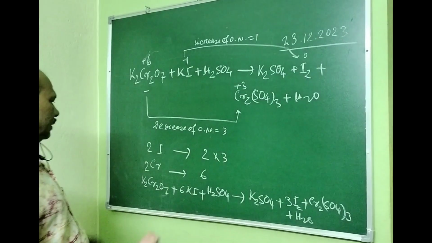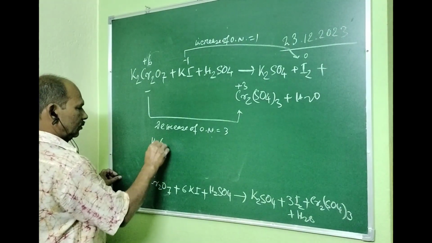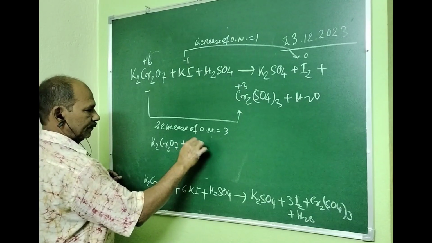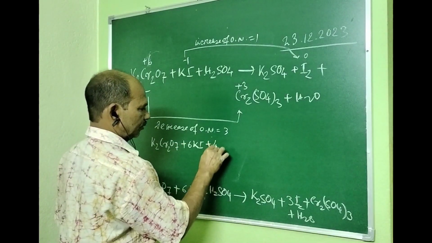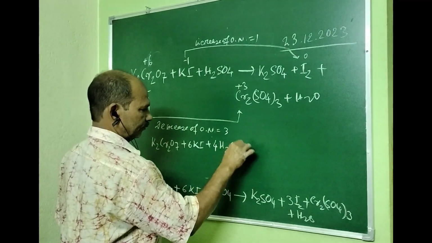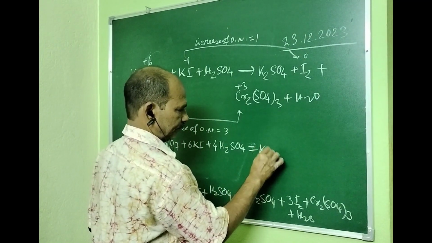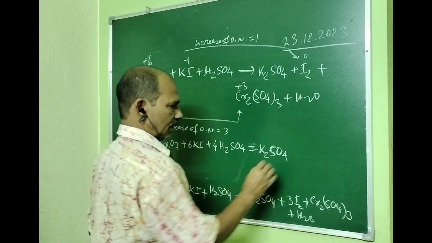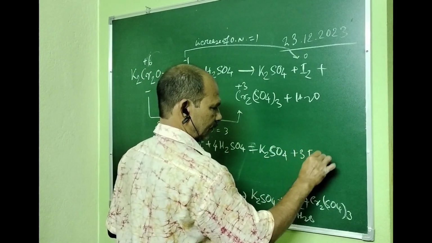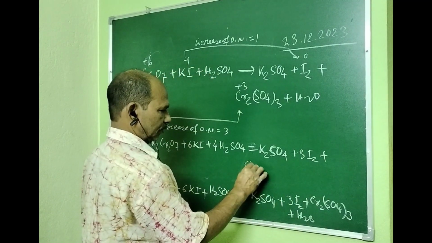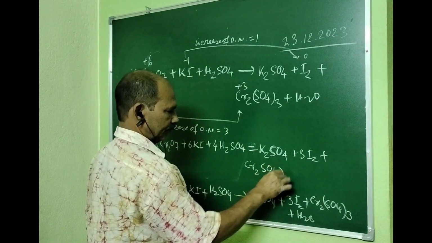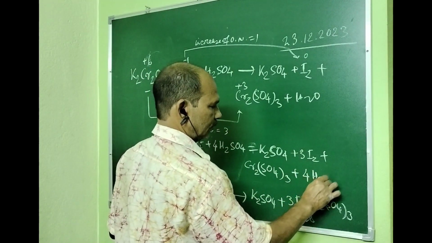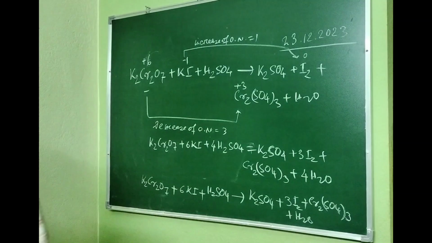Actually the balance equation is K2Cr2O7 plus 6KI plus 4H2SO4 gives K2SO4 plus 3I2 plus K2SO4 plus 4H2O. This is the balance equation for this case.